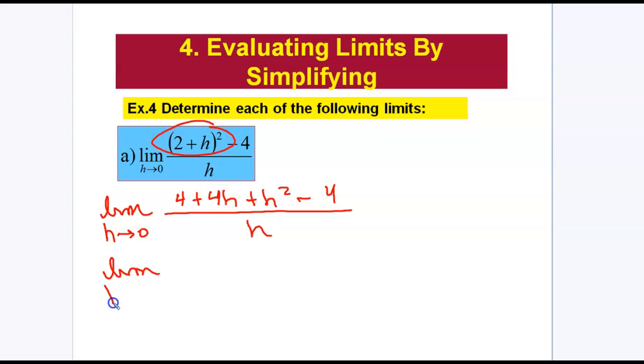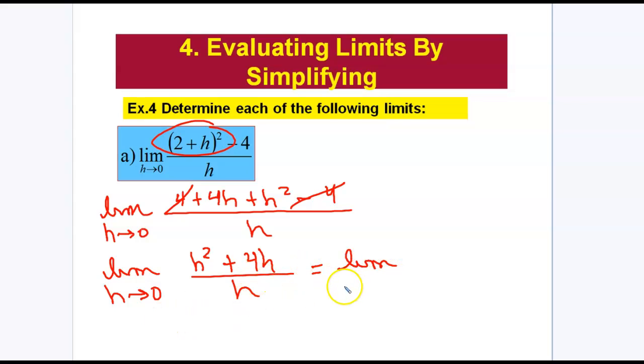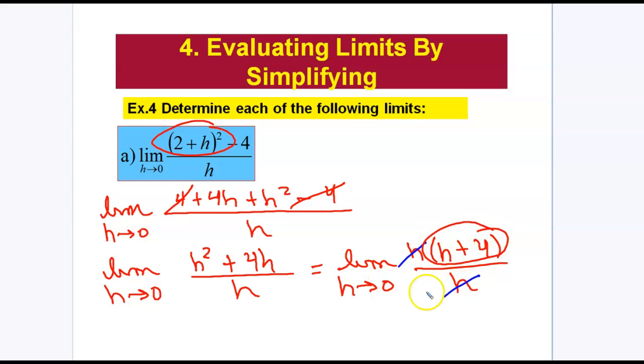So now, if I collect like terms, 4's are going to cancel, and I'm left with h squared plus 4h over h. Somehow I have to get rid of that h in the denominator because I'm not allowed to substitute, because I'll get 0 in the bottom. Well, I can factor an h out of the numerator to get h plus 4 over h. And now my h's cancel. And now I can use direct substitution with what's left. If I put a 0 in for h, I get 0 plus 4, which is going to be 4.